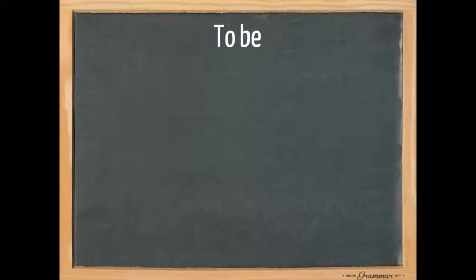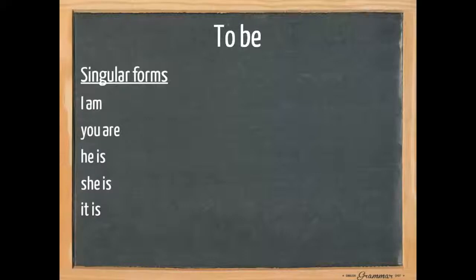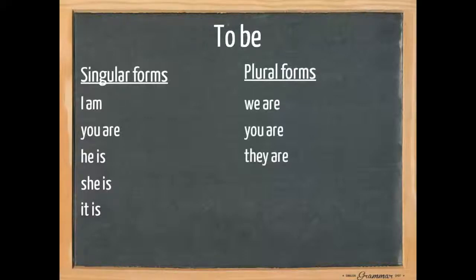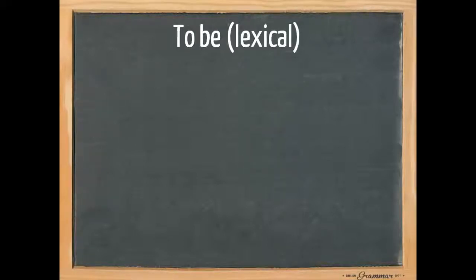We're going to start with the verb to be. First, I'm going to show you how to conjugate this verb. For the singular forms, I am, you are, he is, she is, it is. And for the plural forms, we are, you are, they are.